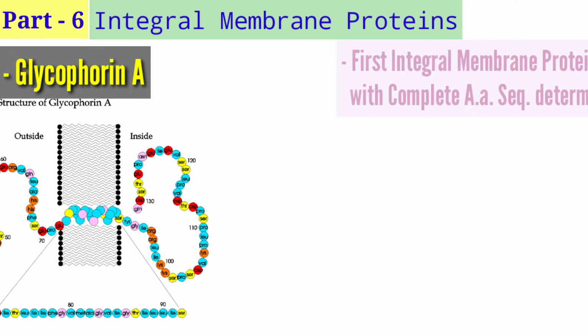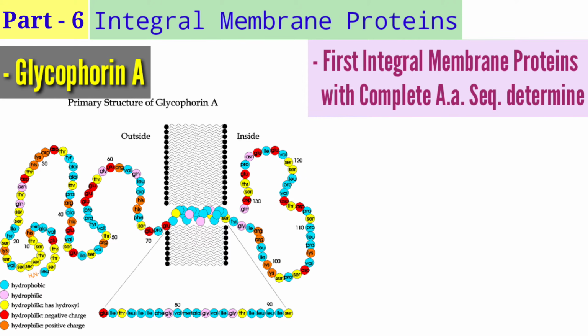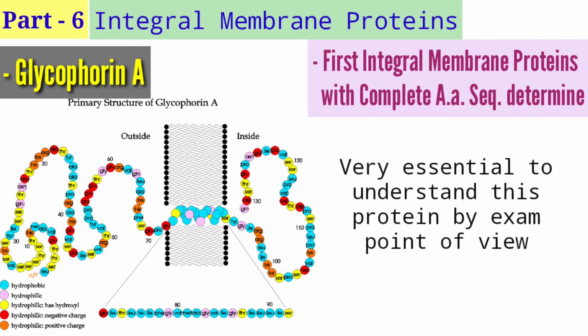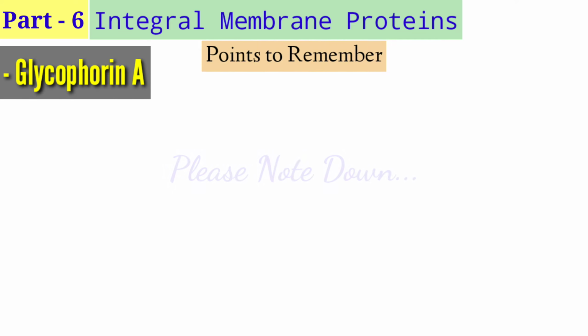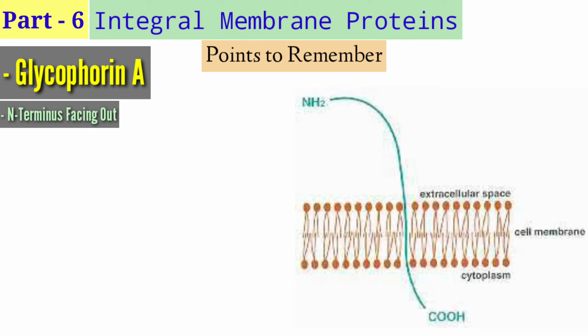Glycophorin A is the first integral membrane protein whose complete amino acid sequence was determined. So it is very important to understand glycophorin A. In the exam, questions are based on these types of proteins. Points to remember in glycophorin A type of protein are as follows. The N terminus always faces outside, the environmental side, and the C terminus always faces the cytosolic side.